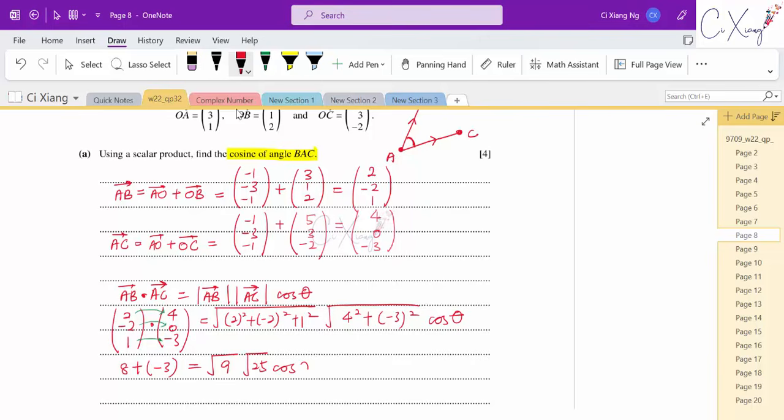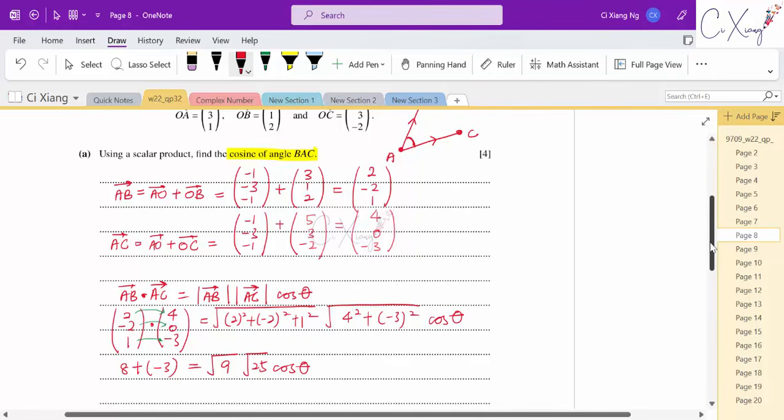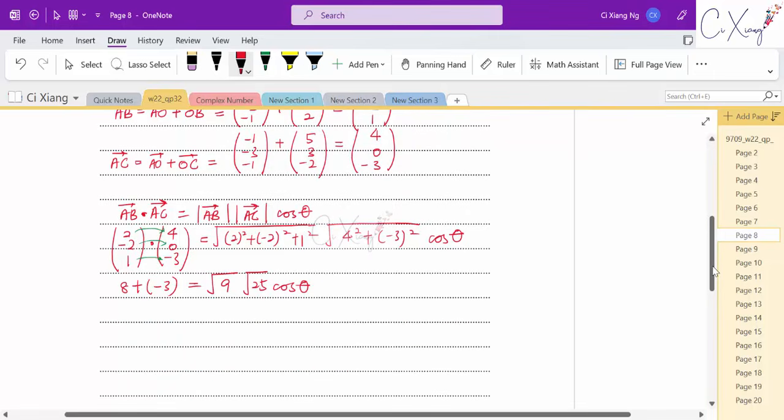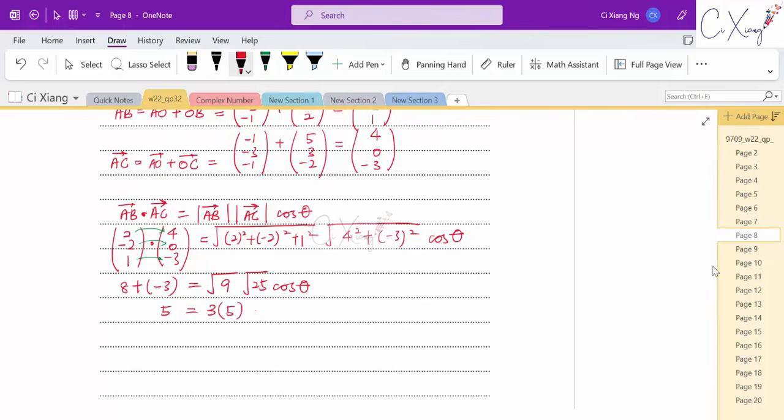Then cos theta. Okay, then simplify again: 5 equals 3 times 5 cos theta. Therefore, we can get the value for cos theta, which is 5 divided by 3 times 5, and our final answer will be 1 over 3 after I simplify the fraction. For this question, they're asking for the cosine of the angle BAC. Therefore, our answer should be cos theta equals 1 over 3.